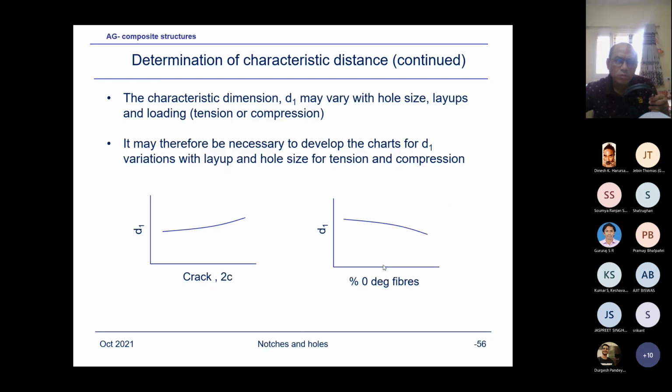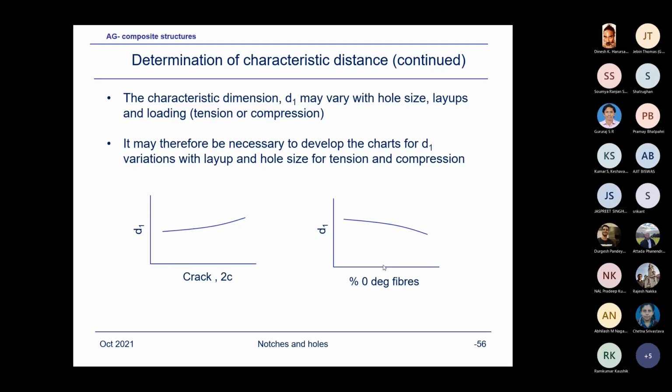Okay, so here schematically I've shown some plots. That's what you might have to do for covering the design space. So characteristic dimension D1 may vary with hole size, layups, and loading, tension or compression. It may therefore be necessary to develop the charts for D1 variations with layup and hole size for tension and compression.